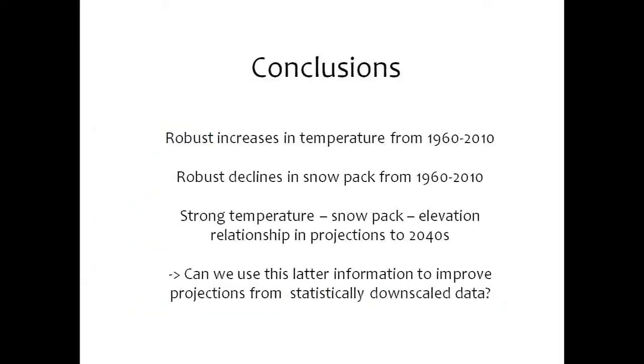So we've used the model so far to look at robust trends over the last 50 years. We're just now looking at what the projections are for the future. What's really stood out to me so far is the strong temperature, elevation, snowpack association. I think we need to use this information to improve our statistical downscaling approaches. And that's it.